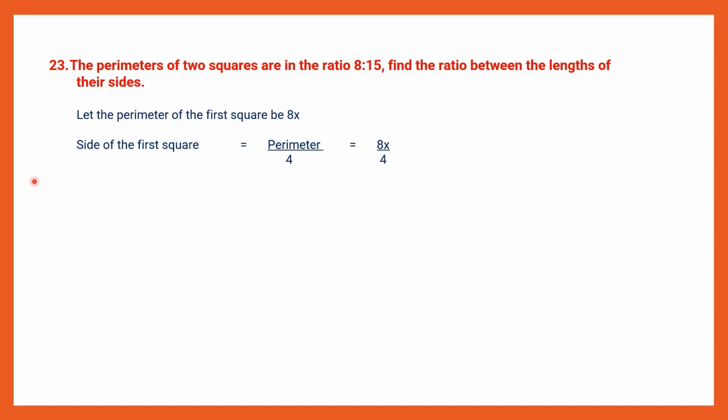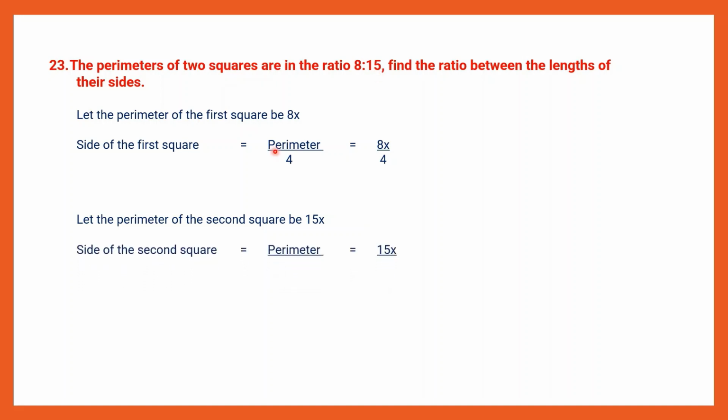Then let's go on. Let the perimeter of the second square be 15x. 15 from this ratio, the second number. So this is the perimeter of the second square, 15x. Now to find the side of the second square, we use the formula perimeter by 4, which is 15x by 4.